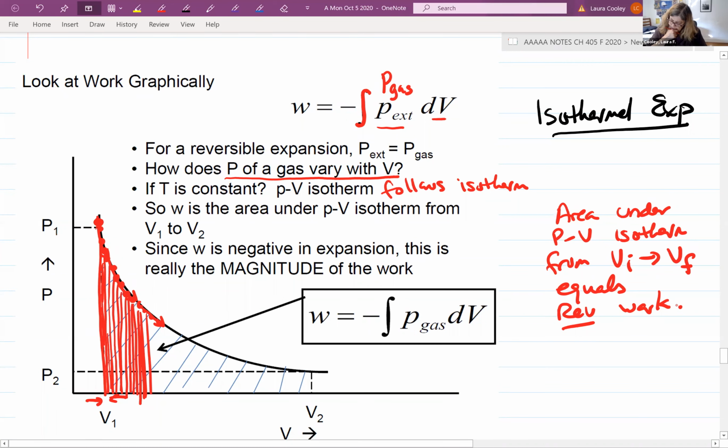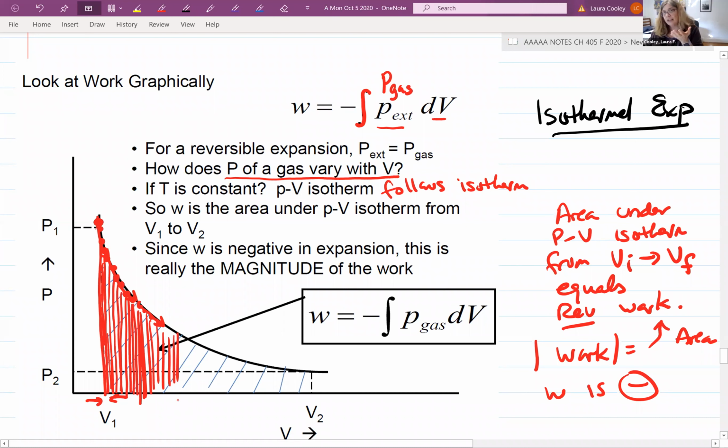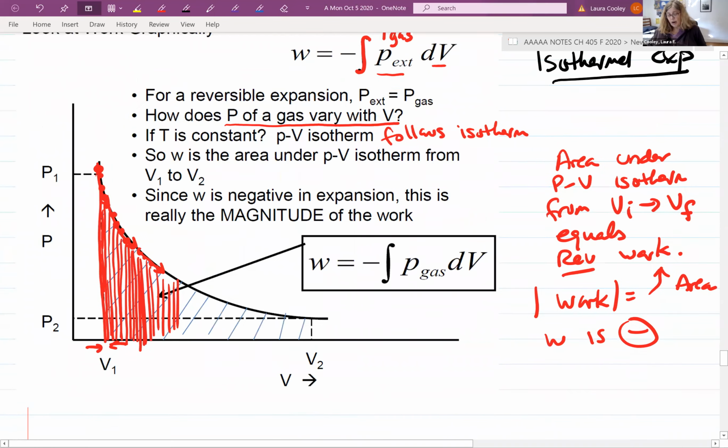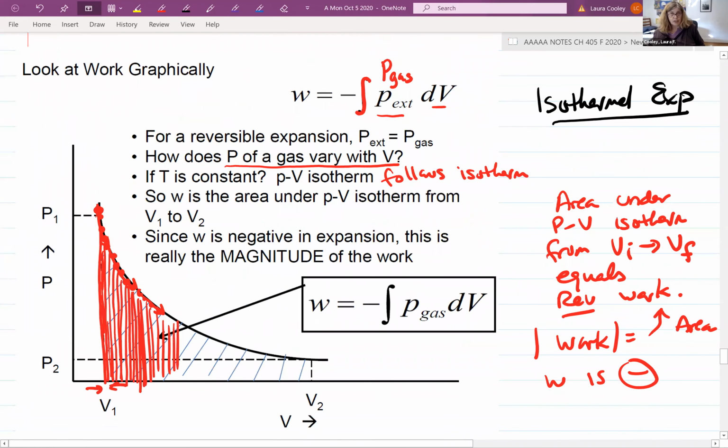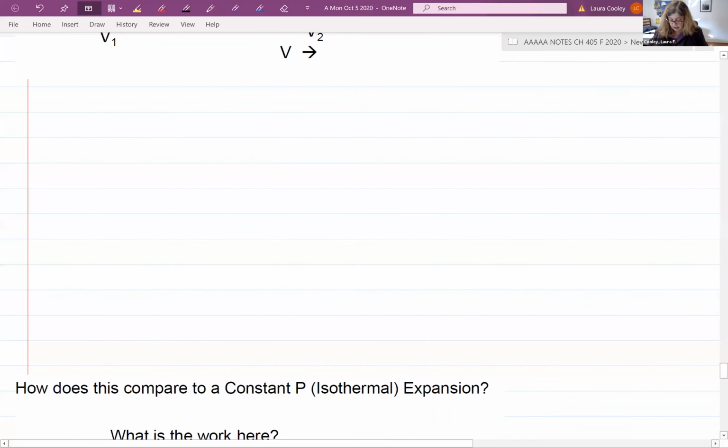Something else I wanted to say about that. Oh, not exactly, right? Because this area is not negative. It is actually the magnitude of the work, because the work is negative. So the magnitude of the work is equal to the area. I'm just summing up all these little P dV things. That's what an integral is. It's an infinite sum. So that's what I have to say about that. Now, how do I represent the constant pressure expansion? Well, that's really even easier.